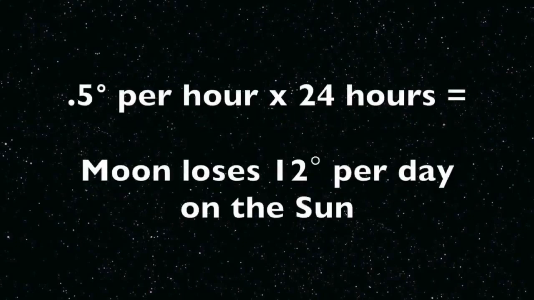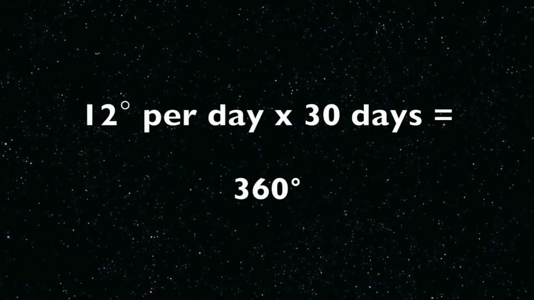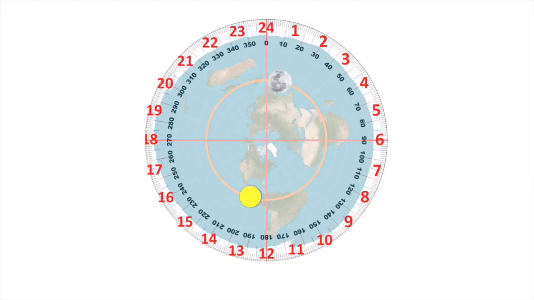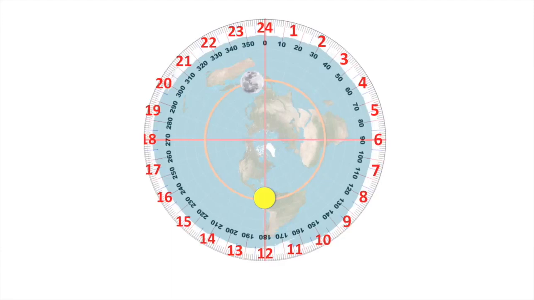So this half a degree per hour equals 12 degrees per day. So as the sun and the moon circle above in the firmament, the moon loses 12 degrees per day on the sun. And this 12-degree loss causes the lunar phases. So as you see here in this little animation, we've got the sun and the moon circling above, 1 hour at a time. And by the time the sun gets back to its original position at 12 noon, after one full day has gone by, the moon has lost 12 degrees on the sun. And this happens every day. And this loss of 12 degrees per day is what's going to cause the phases of the moon.